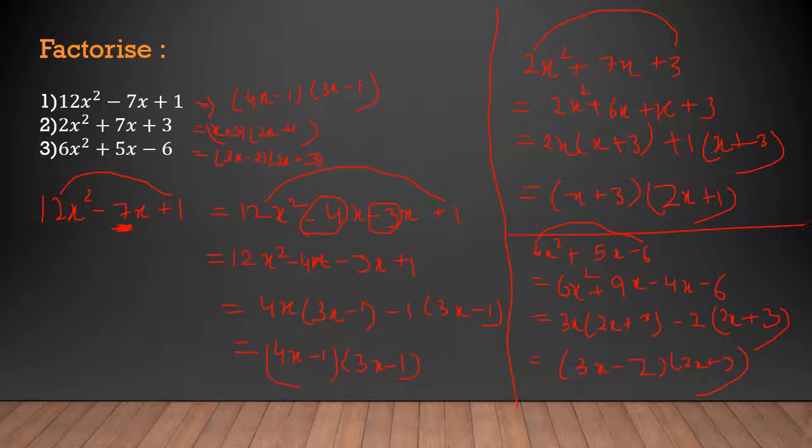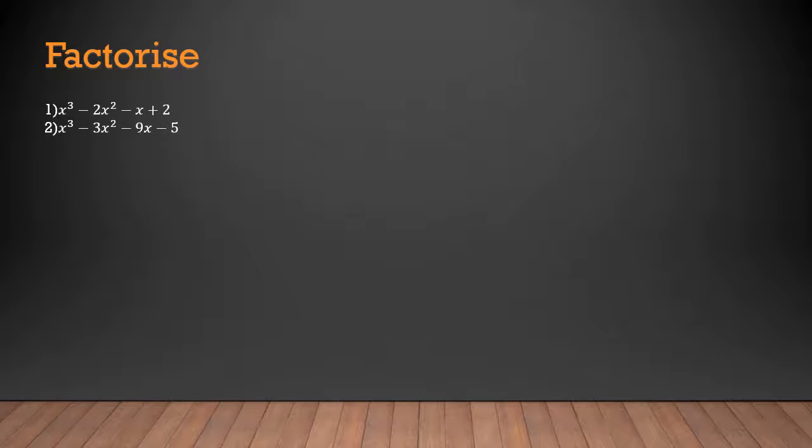Now we will move to the cubic factorization. Cubic factorization is a bit hard, and in this factorization actually division is also involved. So this type of factorization, how can we do? Let's see the first question, that is x cube minus 2x square minus x plus 2.